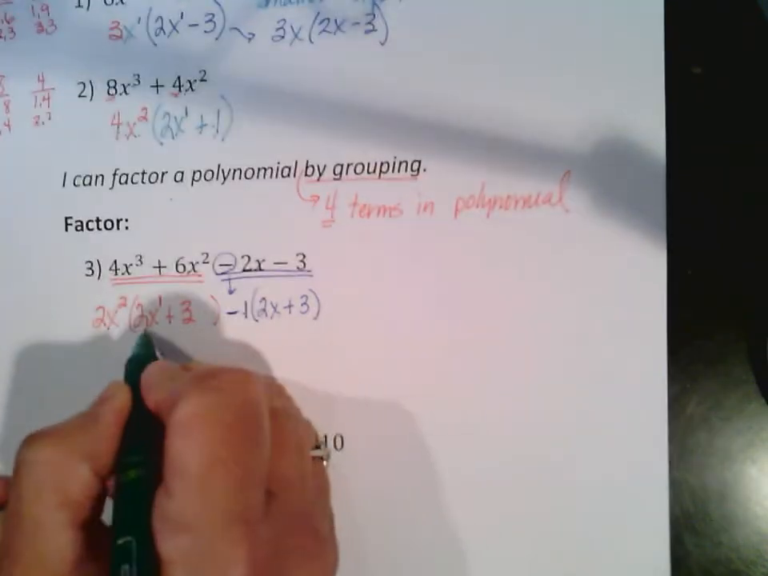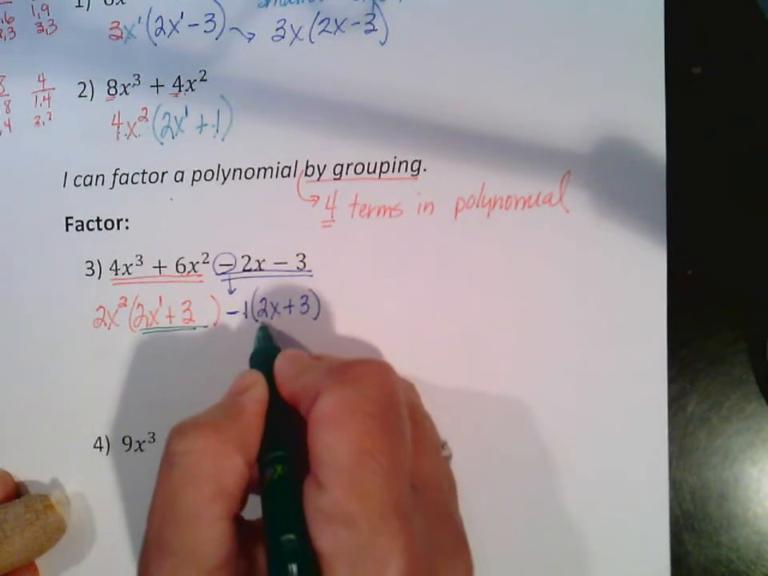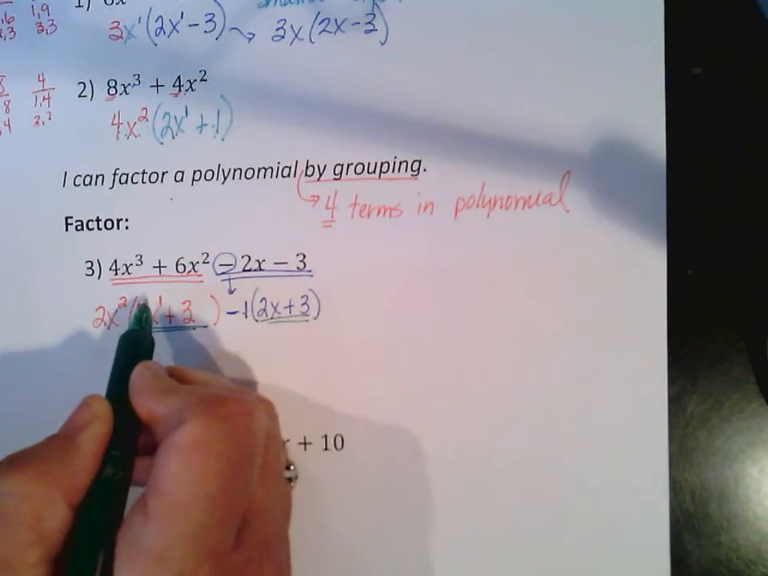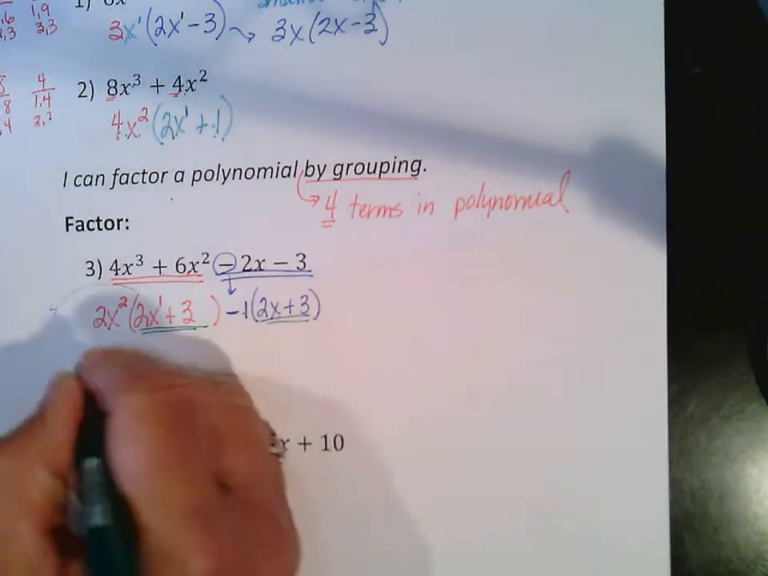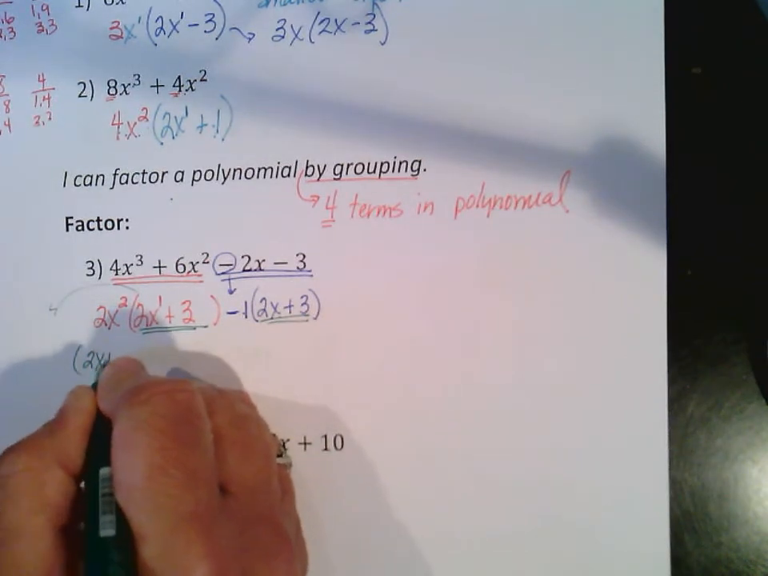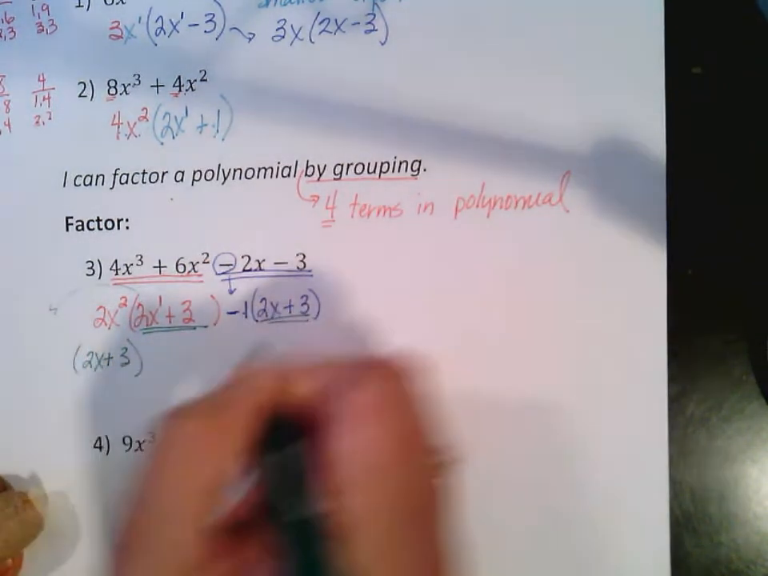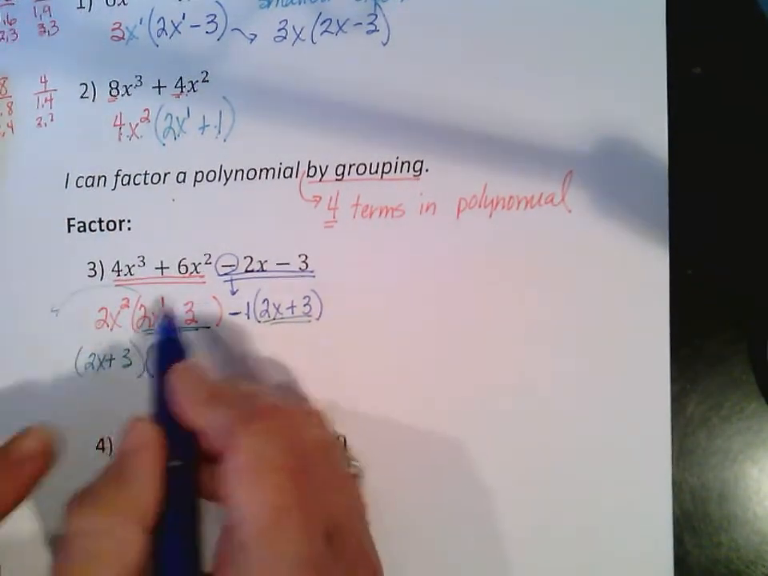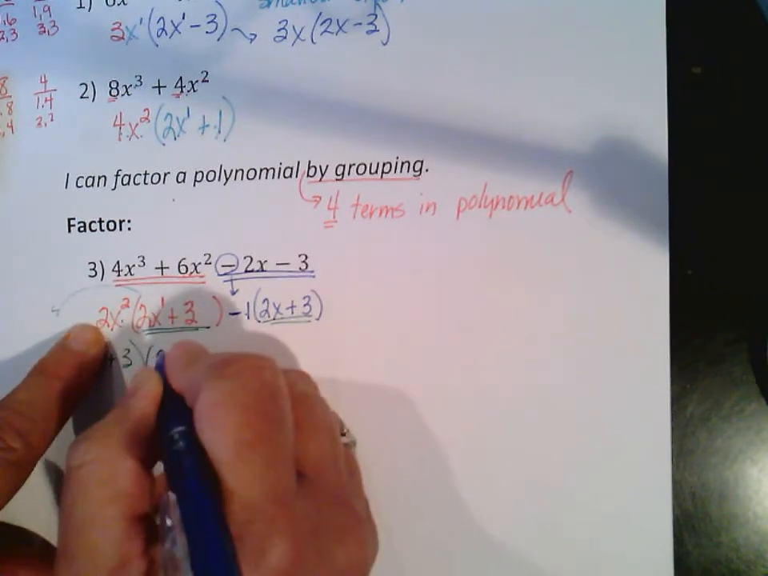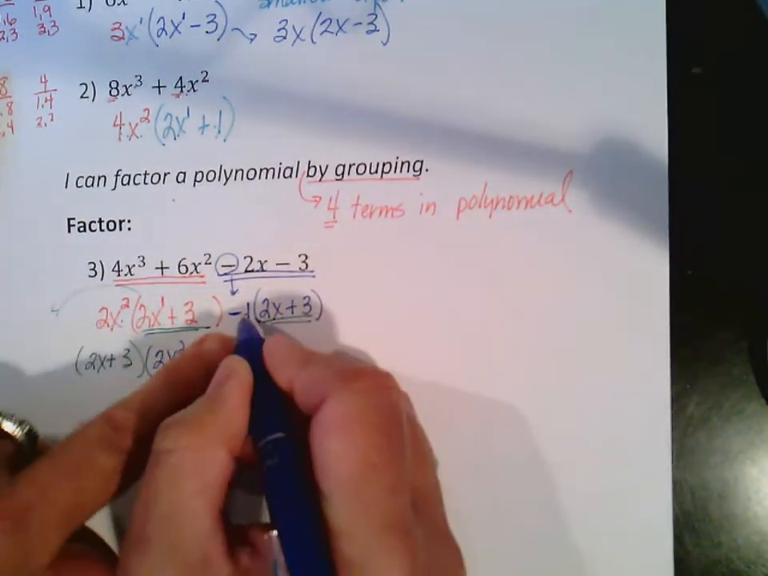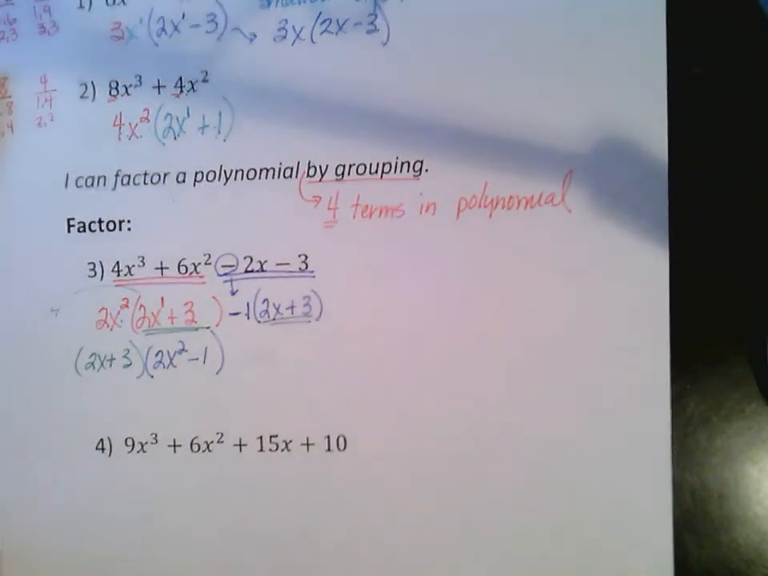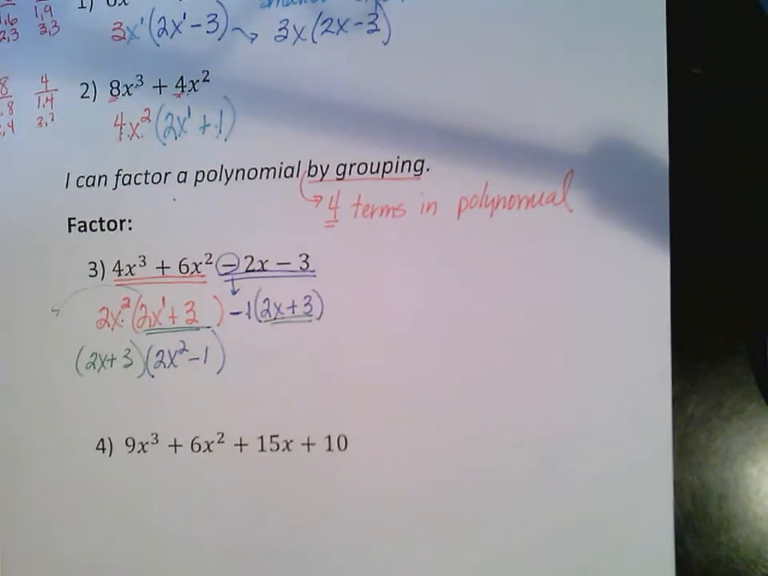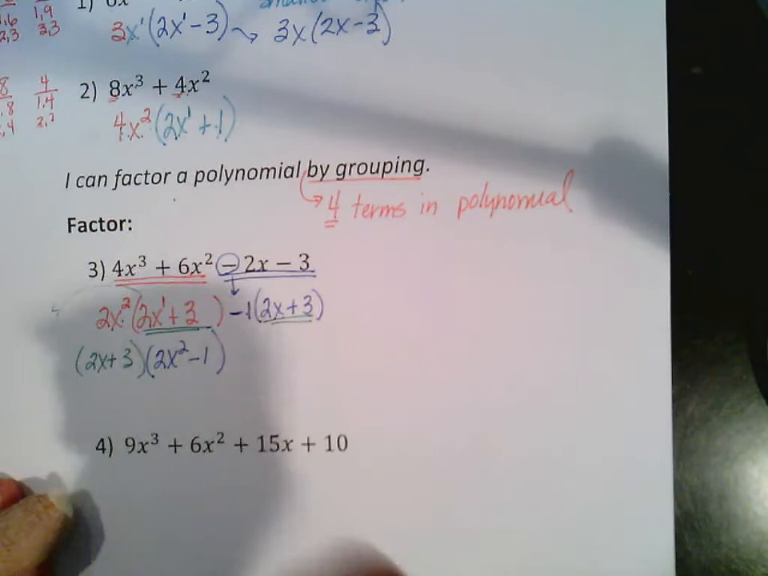Now, notice that I've got 2x plus 3 here and 2x plus 3 here. I'm going to take that and factor it out and put it out front. So I've got 2x plus 3. And if I take that out of both of those, what's left here is 2x squared. And if I take it out of this one, I have a minus 1 here, and that's what goes in your second parentheses. And that's the factored version of that 4-term polynomial. And let me just box that so you know that's your answer.